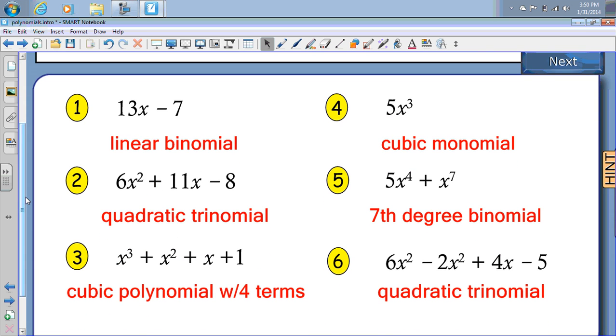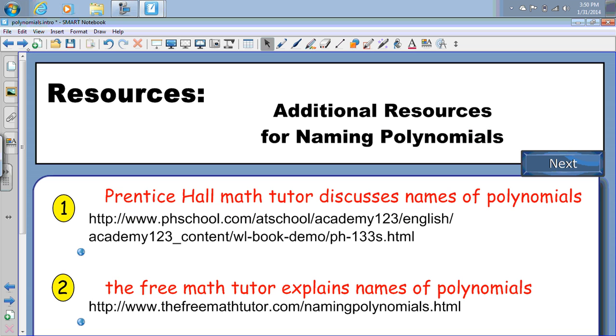Two terms, binomial, linear. Cubic, only 1 term, monomial. 3 terms, so it's a trinomial. It goes to the squared, and so on. How'd you do? Notice here, it doesn't have a special name. It just says with 4 terms, which is a fine way to classify. Most of what we'll be dealing with is a monomial, binomial, or trinomial.